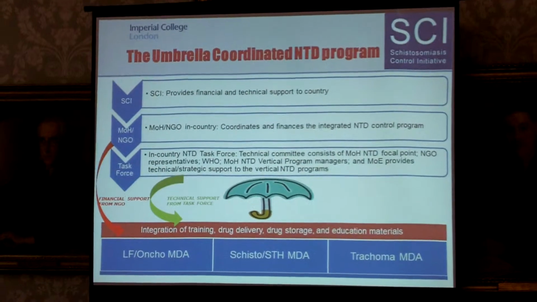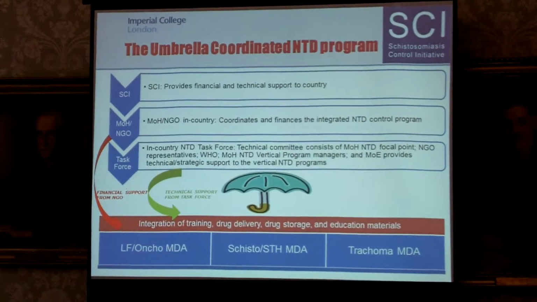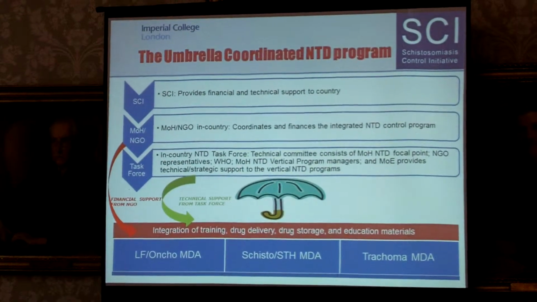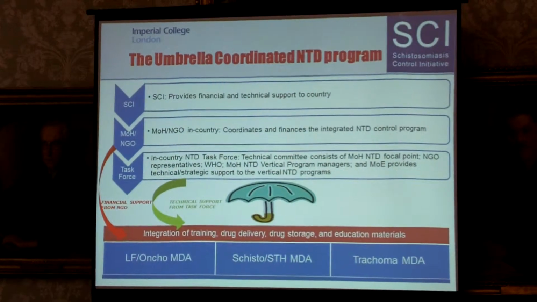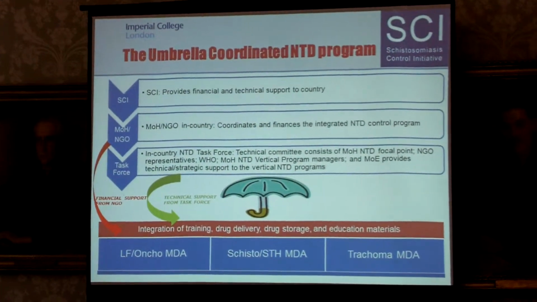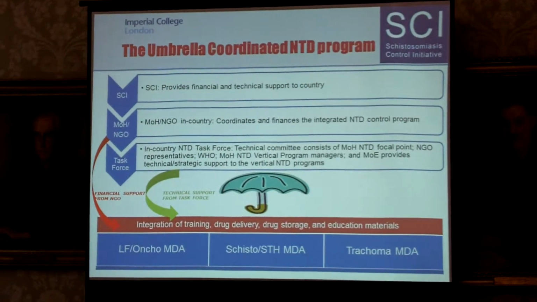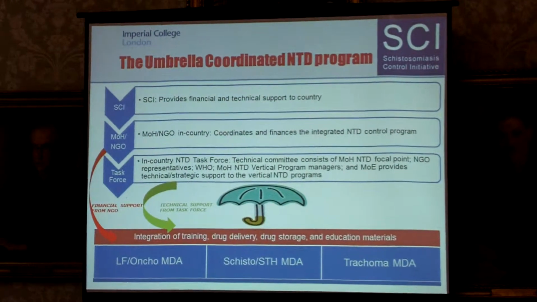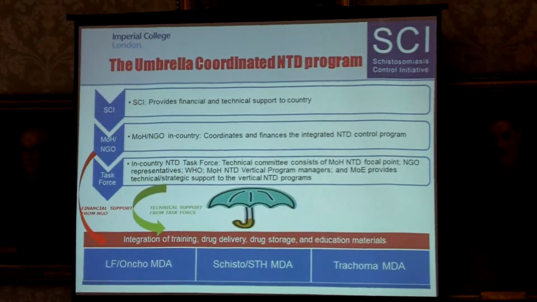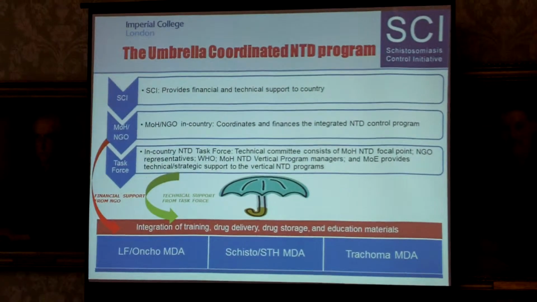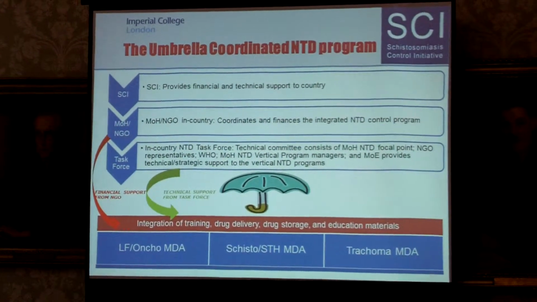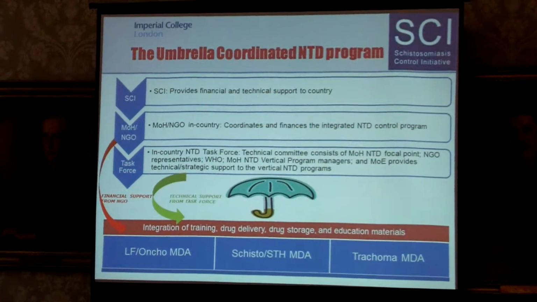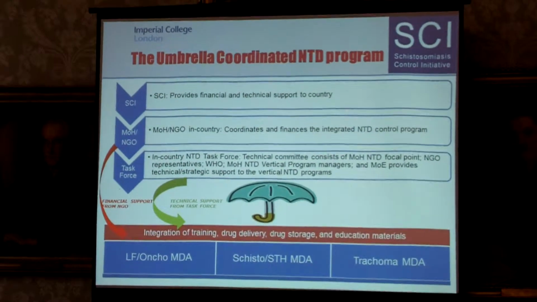So the umbrella, which is the coordinated NTD program. Typically, SCI provides financial and technical support to the country. We either go through an NGO or the Ministry of Health, who coordinate and finance an integrated NTD control program. Under that, in some countries where there is integration or coordination, you'll have an NTD task force, which essentially consists of a focal point, all the vertical NTD programs, NGO representatives that are already working in the countries, and WHO and Ministry of Education and Ministry of Health representatives.